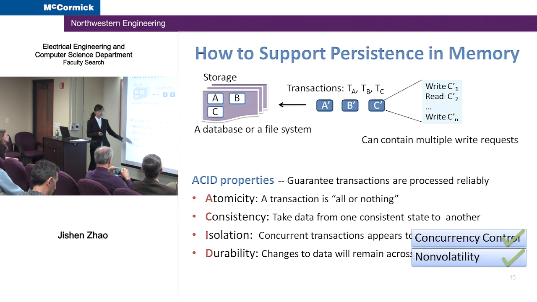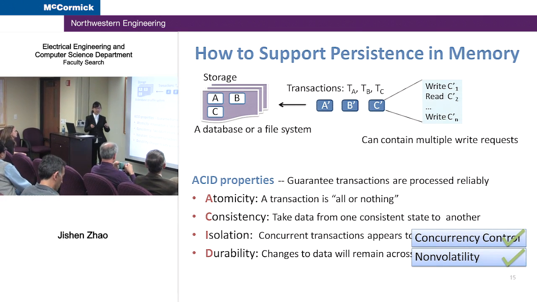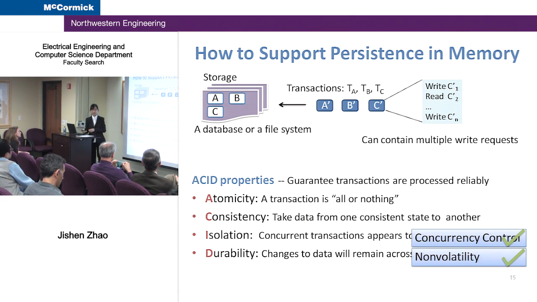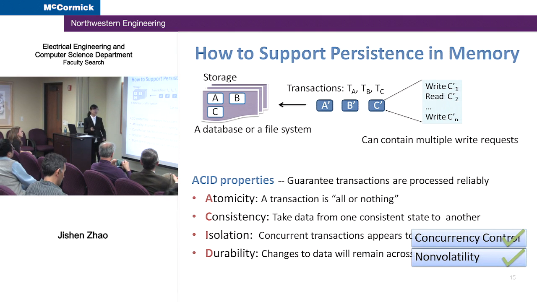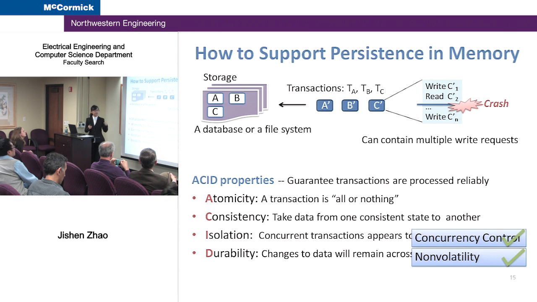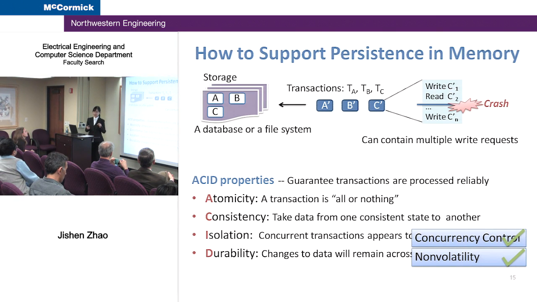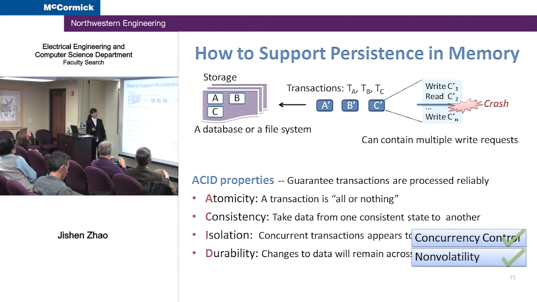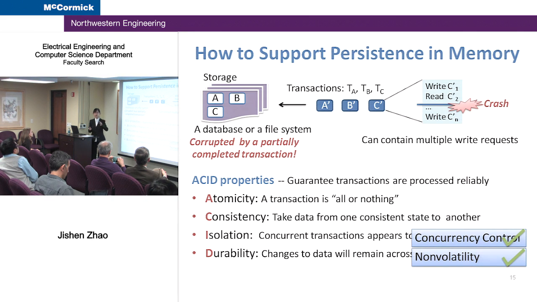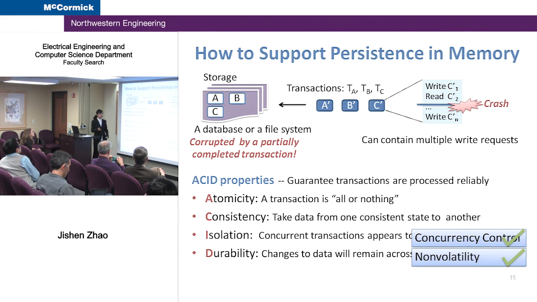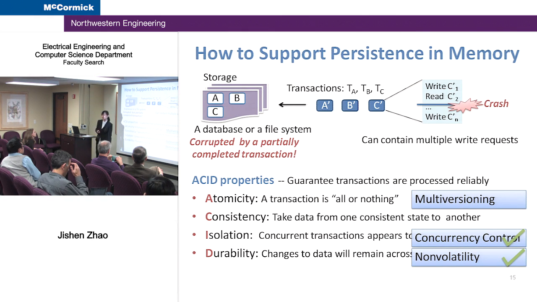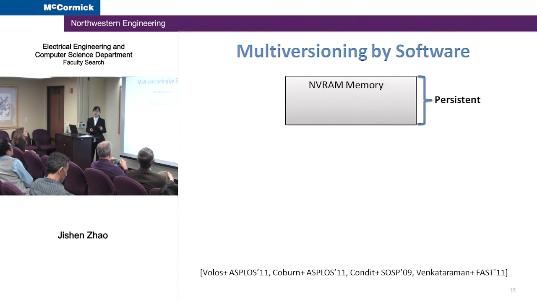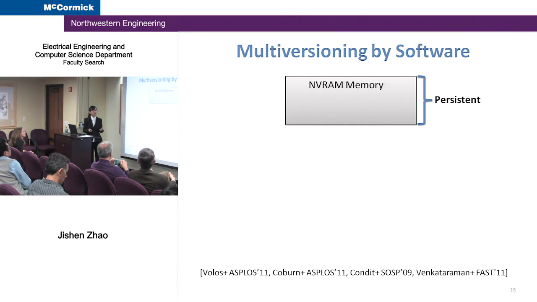In particular, the atomicity property requires that a transaction is all or nothing. That means a transaction either completes entirely or fails completely, because a system can crash while a transaction is updating multiple data blocks. Without atomicity, data can be corrupted by a partially completed transaction. A common method to maintain atomicity is multi-versioning. Most previous persistent memory designs borrow mechanisms from databases and file systems to maintain multiple versions of data.